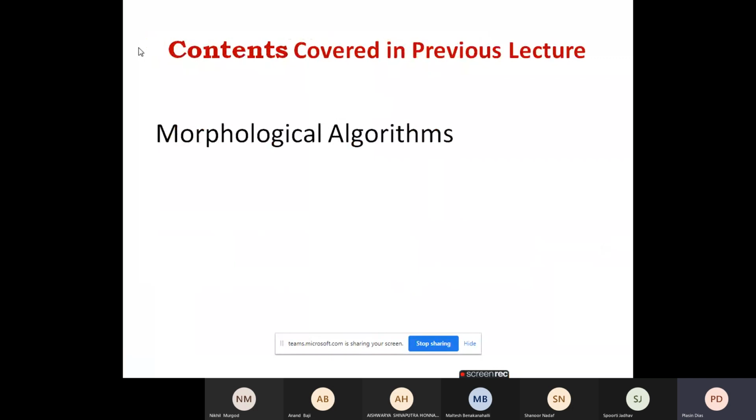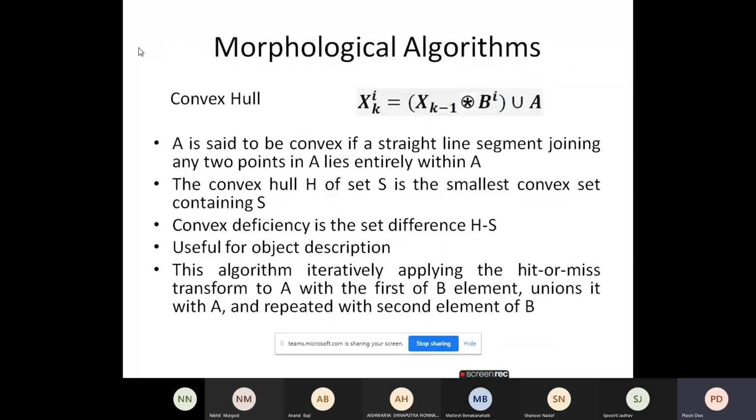So let us see what content we have covered in previous class. In previous class, we have studied different morphological algorithms. I'm talking about the last class wherein we concentrated on three different image processing algorithms related to morphological algorithms. They were convex hull, then skeleton, then we had seen one method which is called pruning. So we'll try to revise those methods or algorithm steps, what exactly has happened in convex hull, skeleton and pruning methods.